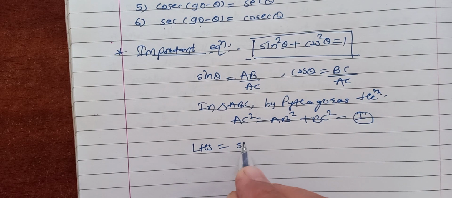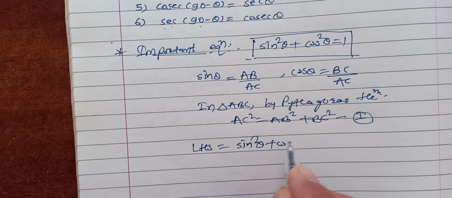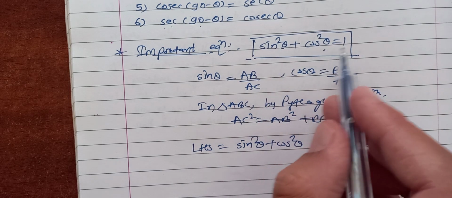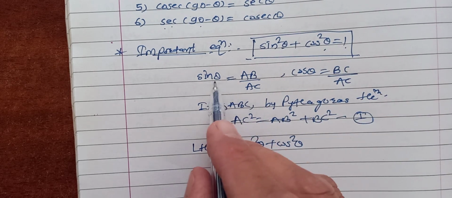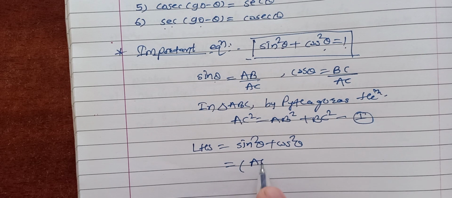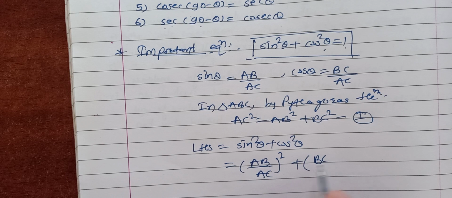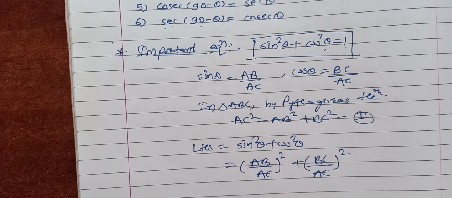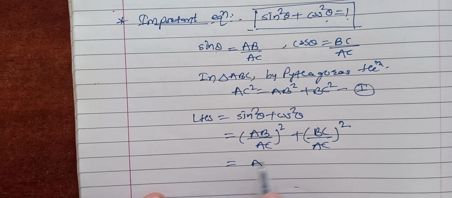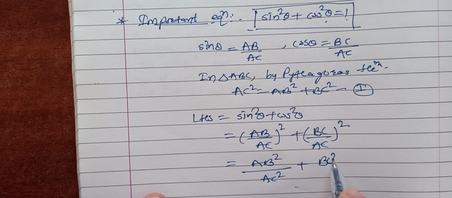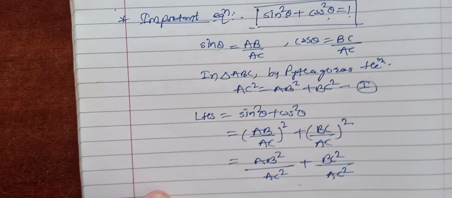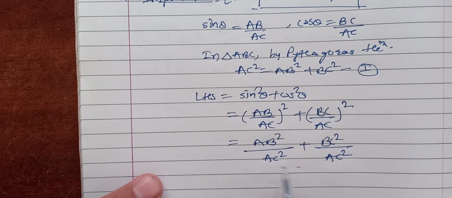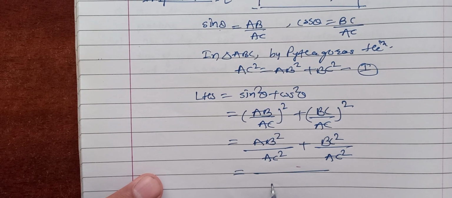LHS is equal to sine square theta plus cos square theta. Okay, we have to prove this one is 1. How? Sine theta is AB upon AC. This is squared. Cos theta is BC upon AC. This is also squared. So what is it? AB square upon AC square plus BC square upon AC square. Okay. Now this AC square denominator is the same.